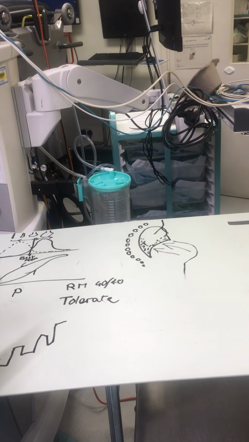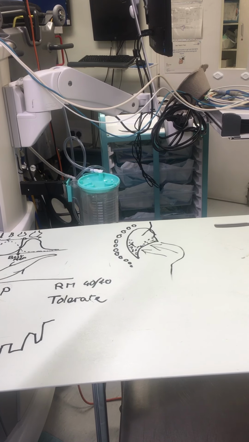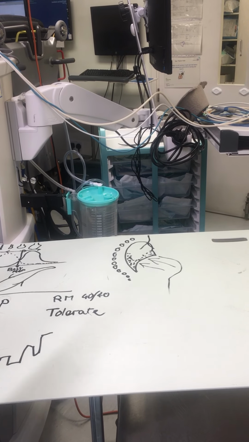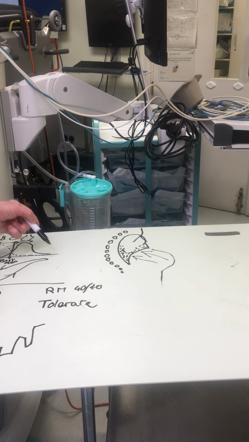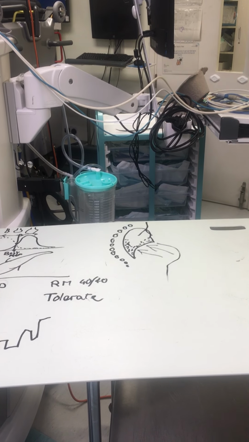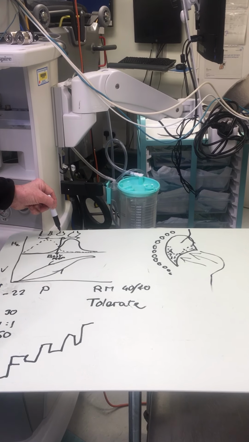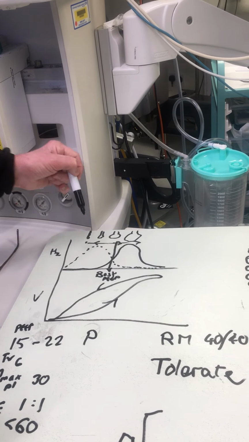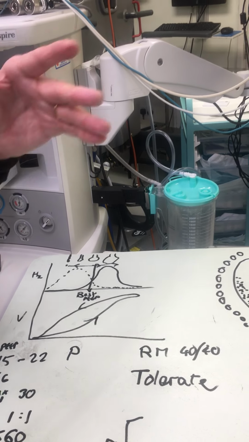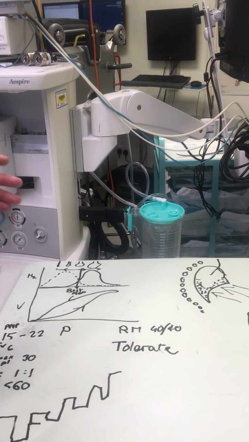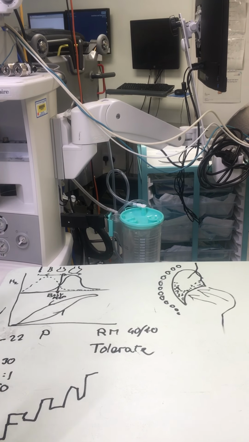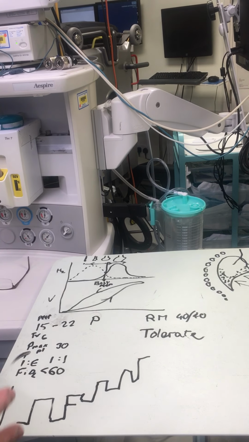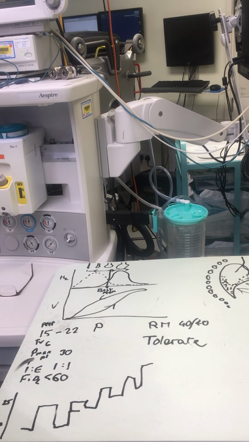PEEP, when you've done a recruitment manoeuvre, is about holding what you've achieved. If you just put 5 of PEEP on and don't do the recruitment manoeuvre, you haven't been around the hysteresis loop, so nothing's ever got opened. What you're really doing is applying that PEEP to the open alveoli. So as far as you can, you've got to try and get something open. I would always do a recruitment manoeuvre if you felt the patient could tolerate it. If you don't think they're going to tolerate it, or if you start and they don't, back off, do the best you can with the pressure control, and they will probably recruit a little bit slowly anyway.